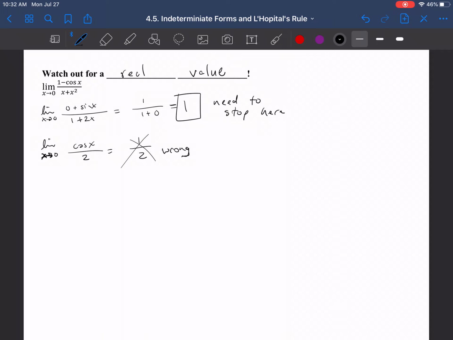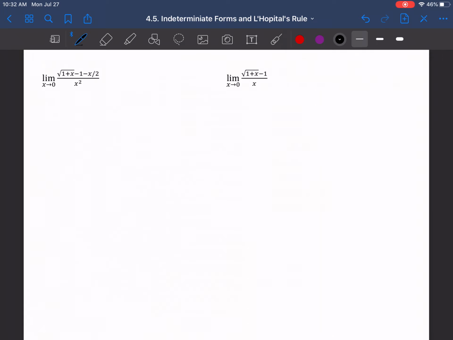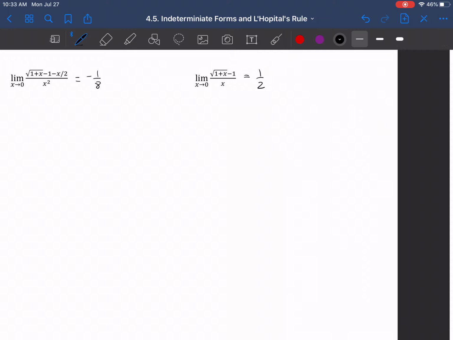All right, let's take a look. There are some more here. Again, I want you to practice with these. The best thing you can do is practice. So try this one. You should get -1/8. Try this one as well. You should get 1/2. All right, try those. See if you get those answers, and then take a look and see what you end up getting.